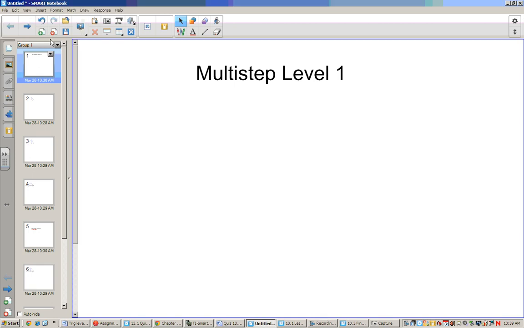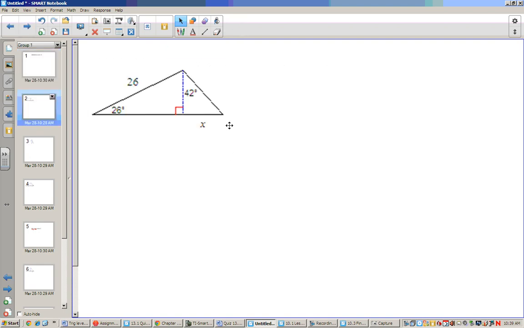All right, hello. Today we're going to do some multi-step problems that use more than one step to get what we want. Here is our first example. We want to find the value of x.